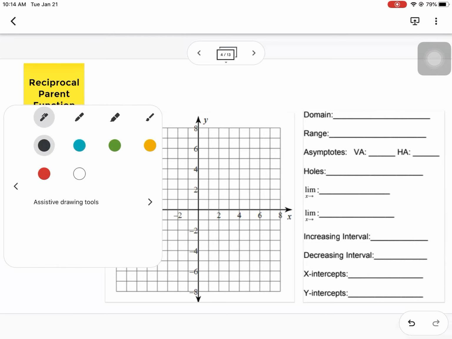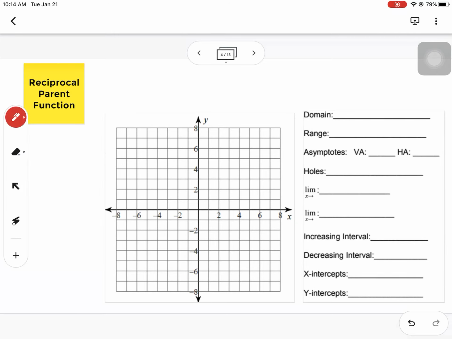So what we're going to do first is just graph the most basic reciprocal parent function. And that for us is going to be just applying the reciprocal to your typical y equals x graph. So it's going to be f of x equals 1 over x. And so that's what we're going to graph here, just seeing really what happens when our x is in our denominator instead of in our numerator.